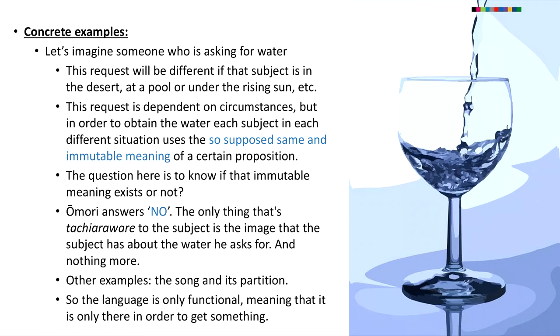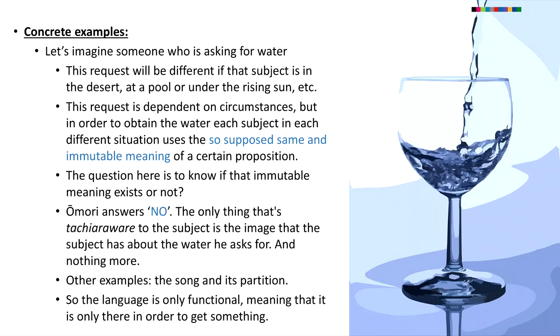The request is dependent on circumstances, but in order to obtain the water, each subject in each different situation uses the supposedly same and immutable meaning of a certain proposition. So in the desert, he's going to ask for water, and at the pool, he's going to ask for water. But the water he asks for is totally different. If you're in a desert, you're desperate for water. It's not the same water that you wish to have at the pool, because it's just while the sun is rising and so forth. Okay. So the question here is to know if that immutable meaning exists or not.